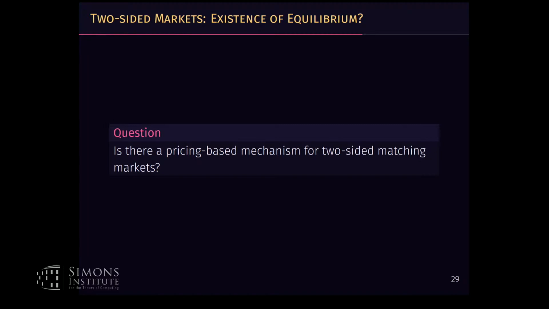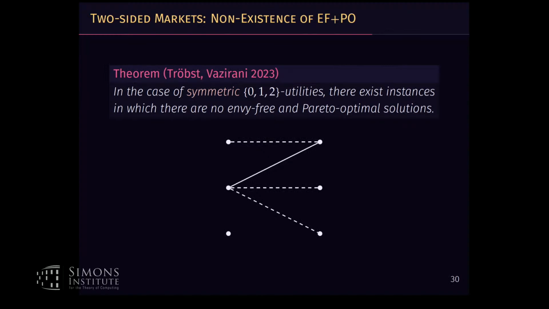And here, this question is a little bit general. What exactly is a pricing-based mechanism? However, one thing I can tell you is that in two-sided markets, there are, in general, no envy-free and Pareto optimal solutions. Take a setting with symmetric 0, 1, 2 utilities. This edge means that both of these agents have utility 2 for this pair. These agents have utility 1 for this pair, and the edges which are not here represent utility 0. Then in this setting, there is no fractional perfect matching which is both envy-free and Pareto optimal.